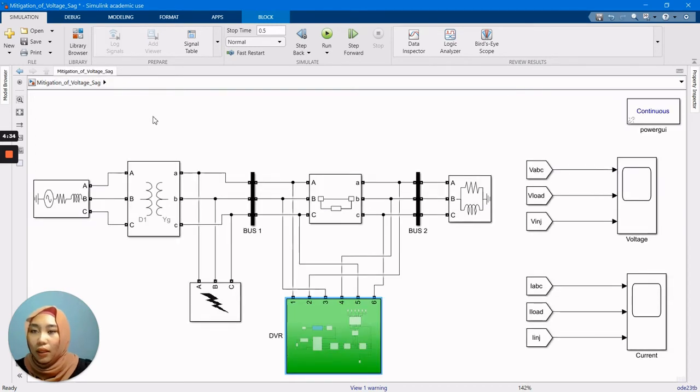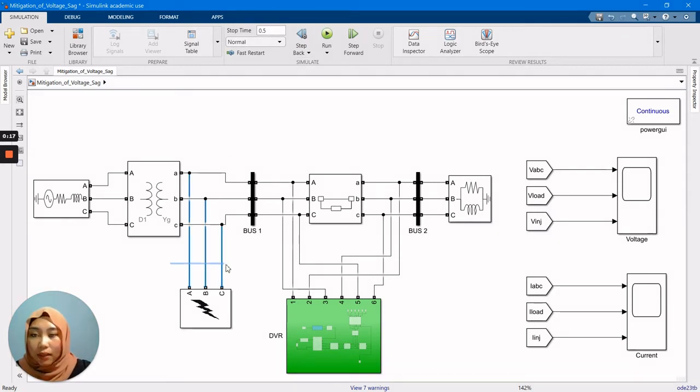Now we will proceed to the simulation. The runtime of this system is 0.5. And first of all, I will disconnect all of these faults to compare the before and after mitigation of voltage sag. Let's run the system.